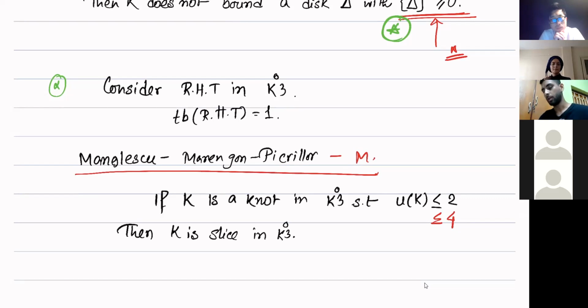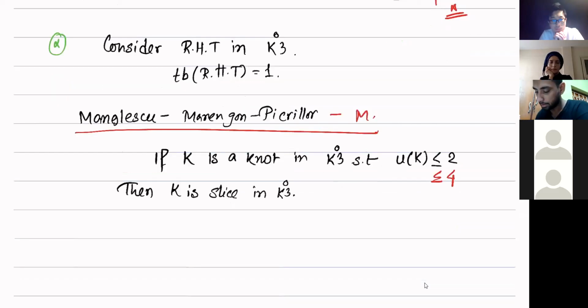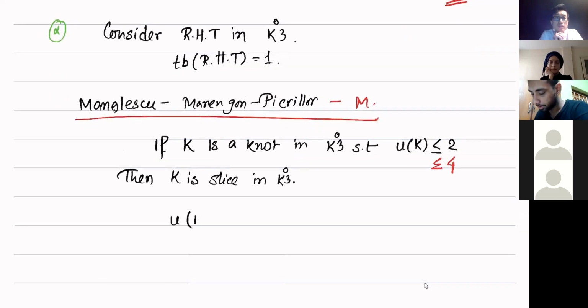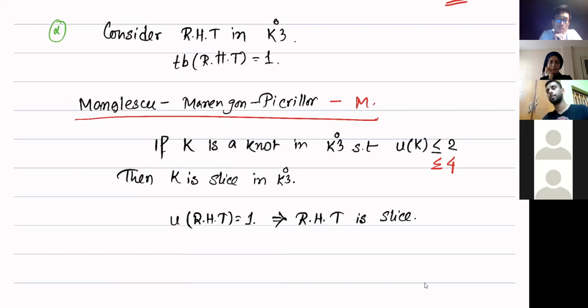So now if you know right hand trefoil, then you know that the unknotting number of right hand trefoil is 1 in particular. So that implies that right hand trefoil is slice, and that means it bounds a disk. So this is one interesting example of a smooth knot which is not H slice but slice in K3 bar.